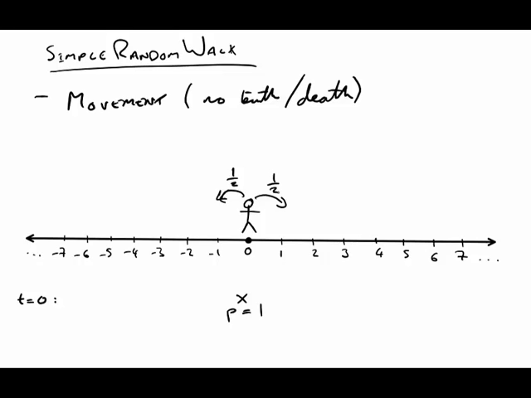Likewise here, the probability of moving left or the probability of moving right is the same. I'm not encouraged to move one direction over another. So therefore, the probability for each movement is a half.